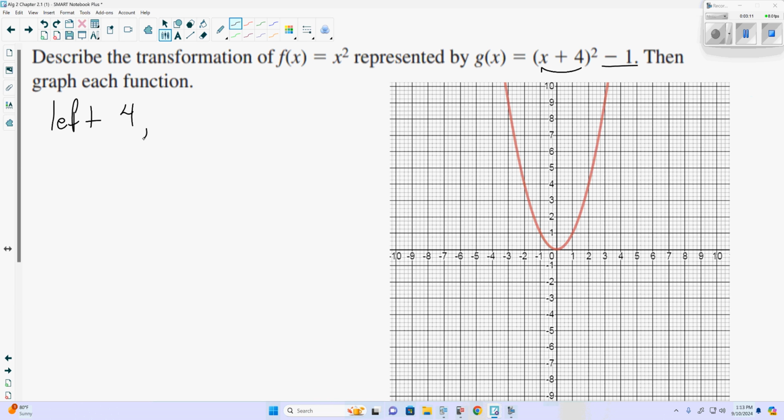The minus 1 is telling us that it's moving up or down. And it would be down since it is negative. Inside the parentheses is the opposite of what we think. So instead of moving it right 4, because it's plus 4, it's moving it to the left 4. And our minus 1 on the outside moves it down 1. Now, you're not going to have to graph these on the homework.